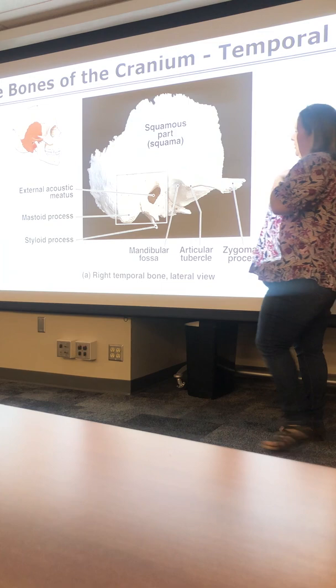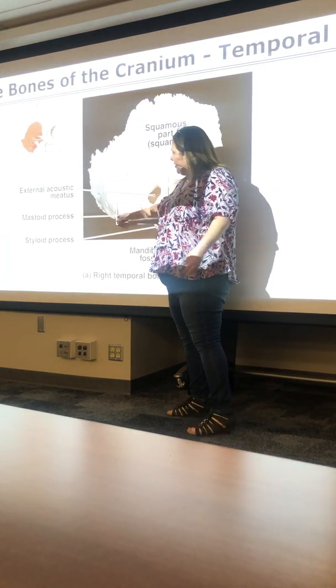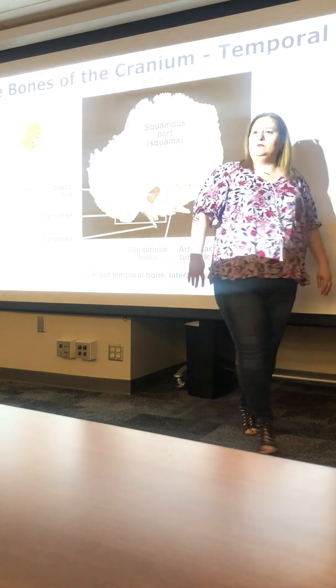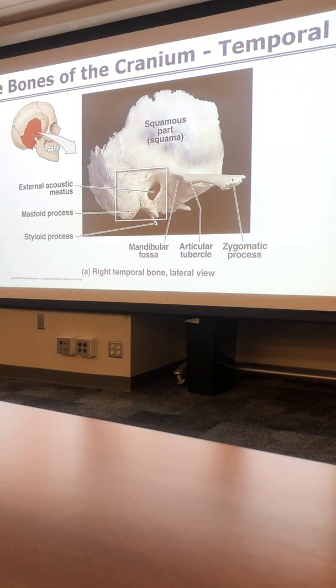If you continue posteriorly and go inferiorly, there's something called the mastoid process. The mastoid process is very important for attachments of muscles that are going to rotate or extend the head. So you may have heard of the sternocleidomastoid muscle. It's called the sternocleidomastoid because it's actually attaching to the mastoid process.